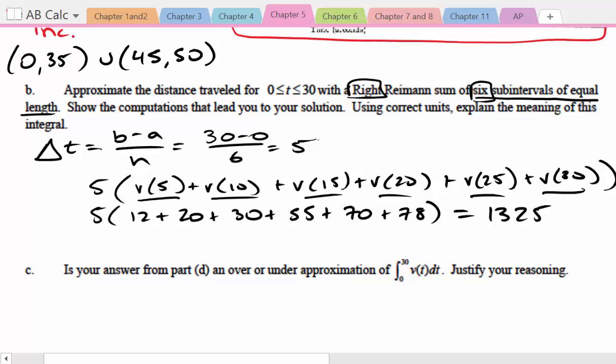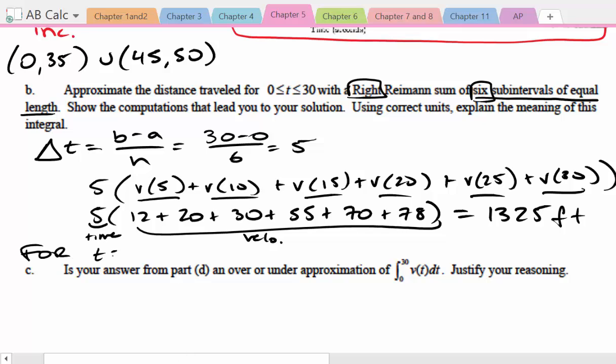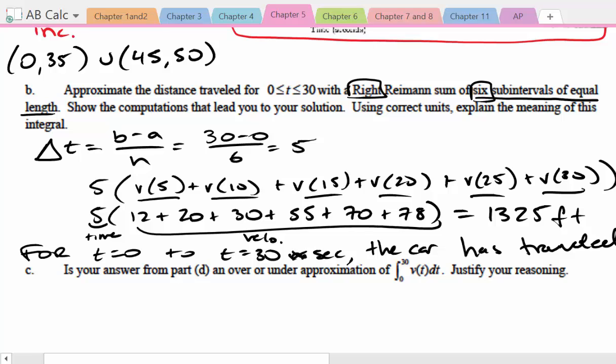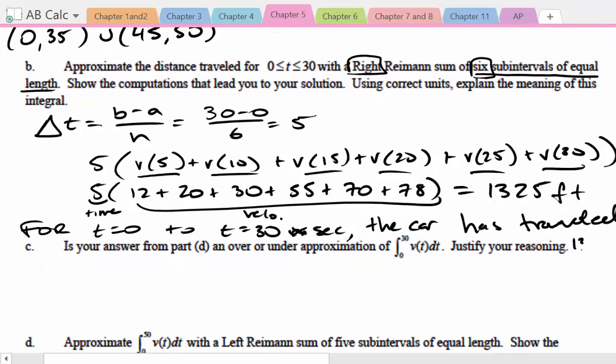Using correct units, explain the meaning of this. Well, if I'm ever multiplying time by velocity, that should give me distance, or in this case, it could also be displacement. So this is feet. For the interval t equals 0 to t equals 30 seconds, the car has traveled 1,325 feet.